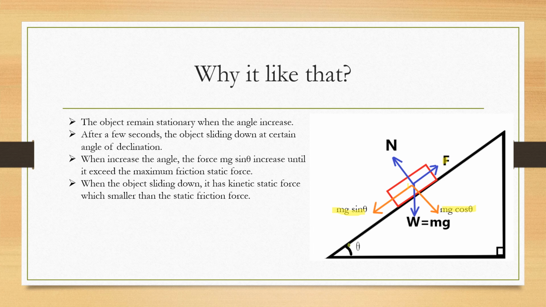At first, the object will remain stationary when the angle is increased. After a few seconds, the object slides at a certain angle of declination. This is because when we increase the angle, the force mg sin theta will increase until it exceeds the maximum static friction force. After mg sin theta exceeds the maximum static friction force, the object will slide down. When the object is sliding down, it has kinetic friction force, but it is smaller than the static friction force.